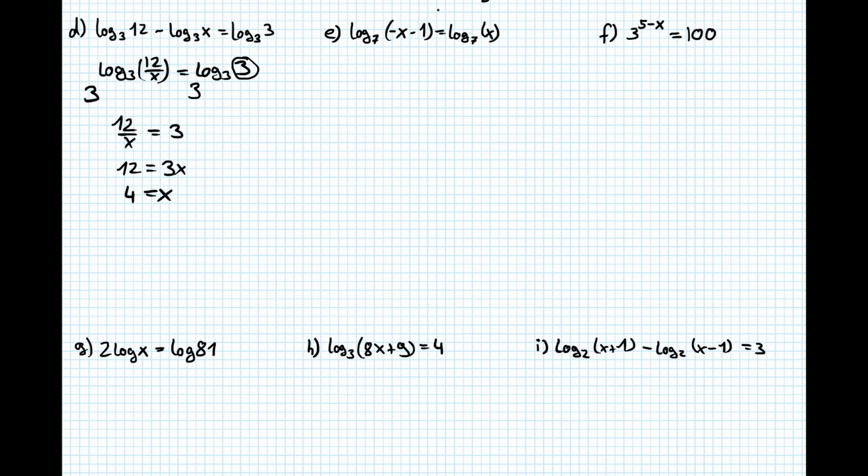Alright, let's do the next one. Here we can apply this rule too. Just have a 7 to the power of log base 7 on both sides. That way we'll eliminate the log and be left with negative x minus 1 is equal to x. And we can add x on both sides. Left with negative 1 is equal to 2x. So x is equal to negative 1/2. That's it. Alright, next one.